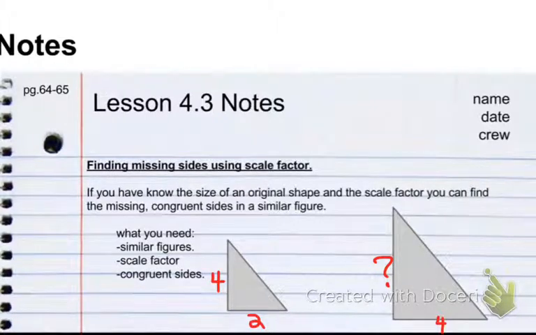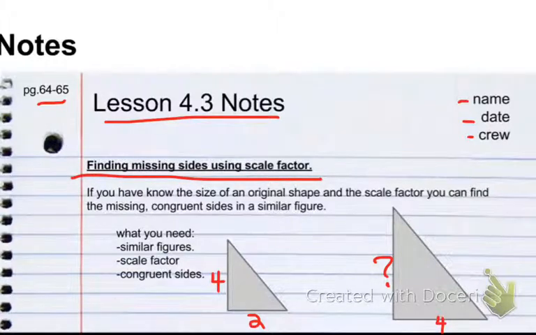So, kind of going on to this, our notes today are on page 64 through 65. We want to make sure we have lesson 4.3 notes. We have our name, date, and crew on this page. And the notes for today have this: finding missing sides using scale factor. If you know the size of an original shape, and you know the scale factor, you can find any missing congruent sides that might be in your shape. So basically, if you know the scale factor and you know one side, you can figure out every other side. It's a really fun little trick.